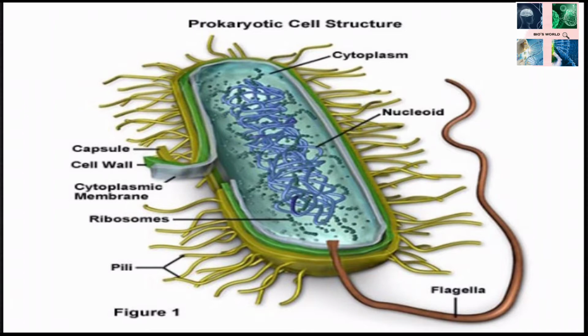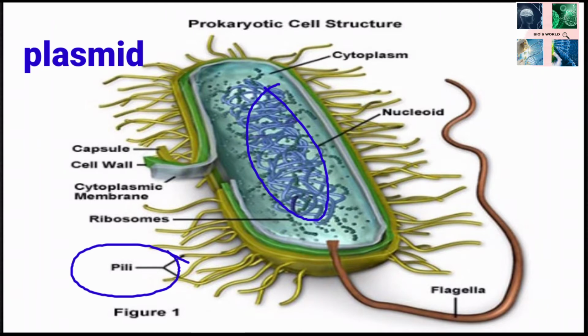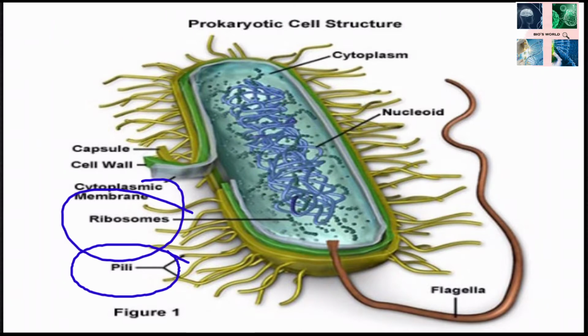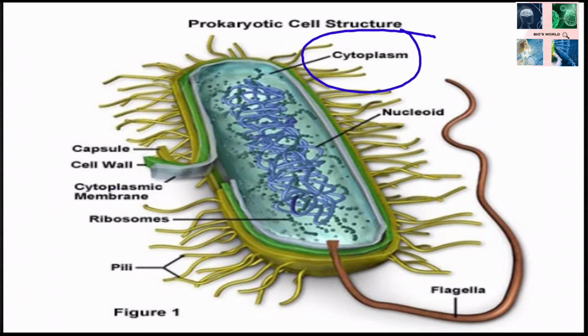Now let's know about its structure one by one. First, pili. It is a hair-like structure that helps bacteria attach to surfaces. Then plasmid. It is a genetic material. Then ribosomes. It is a structure that makes protein. Next, it has cytoplasm. It is a gel-like material in which the ribosomes and genetic material are suspended.